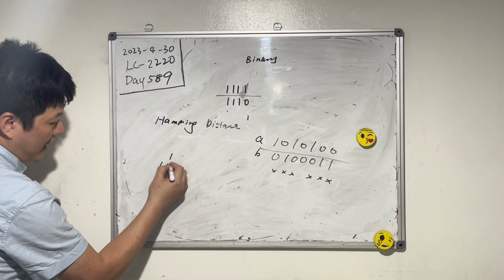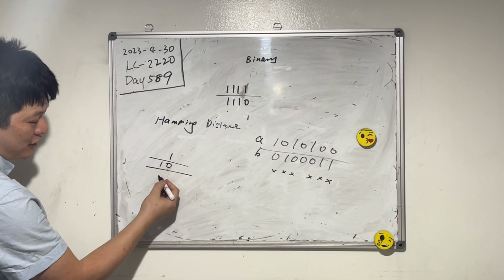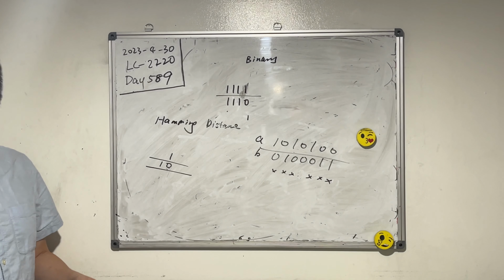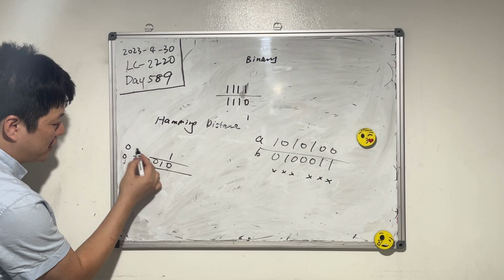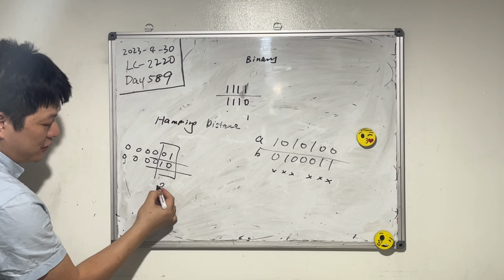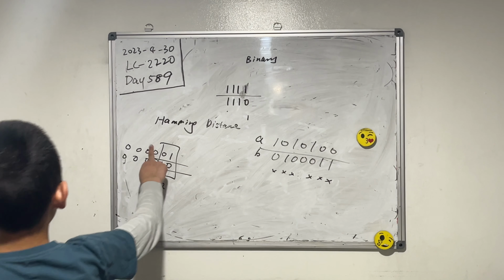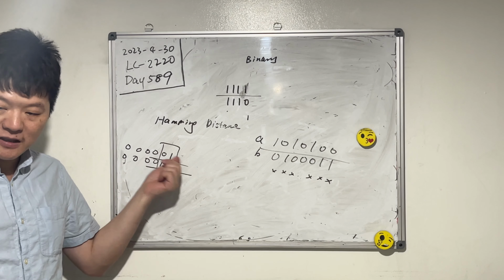So this is 1 and 1 0, right? There are two bits that are different. Look, they are leading zeros, which are omitted, which are all zeros. So these 2 bits are different, so it's 2. But these are the same, so they don't count. We count the different bits.